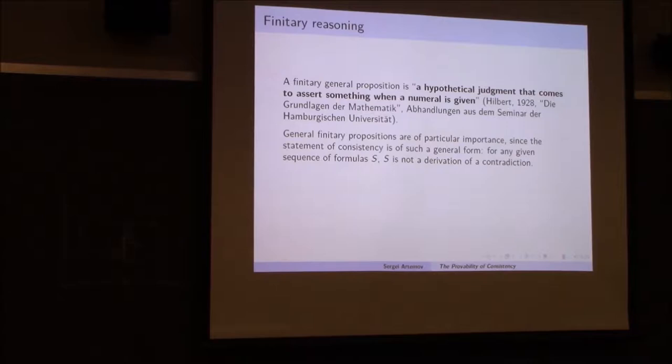Finitary reasoning, or finite reasoning. A finitary general proposition is a hypothetical judgment that comes to something when a numeral is given. This is a very key point, because when we arithmetize everything, instead of a numeral we get a numerical variable, which carries no information except that it obeys the laws of Peano arithmetic. Then we cannot stop it from ranging over non-standard elements, and you can do nothing about that, because non-standard elements don't have any finite information to work with. So the key point here is that a numeral is given.